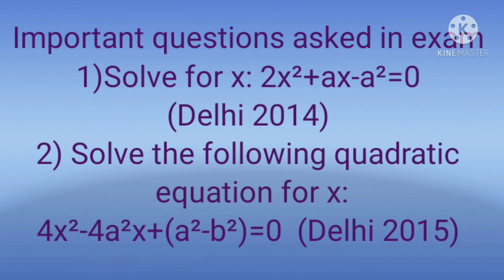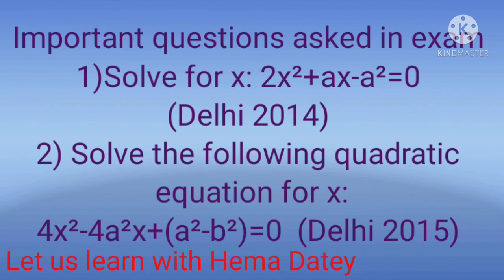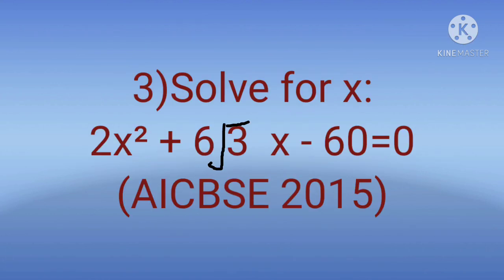Some important questions asked in different exams. Number 1, solve for x: 2x² + ax - a² = 0. Question 2, solve the following quadratic equation for x: 4x² - 4a²x + a² - b² = 0. Third question, solve for x: 2x² + 6√3x - 60 = 0.